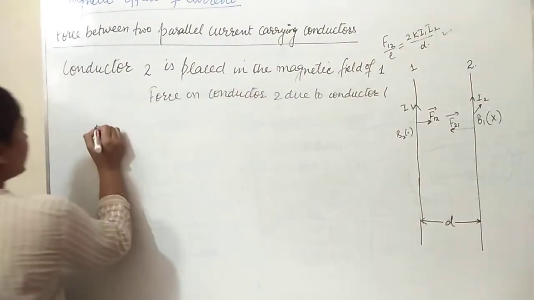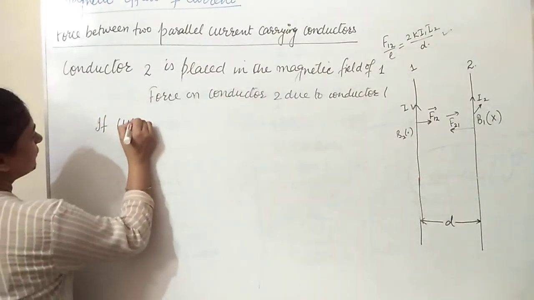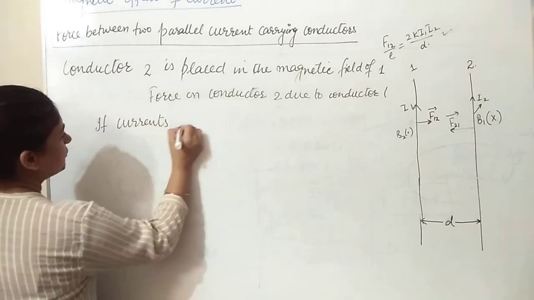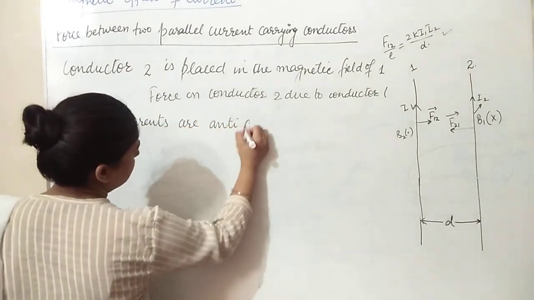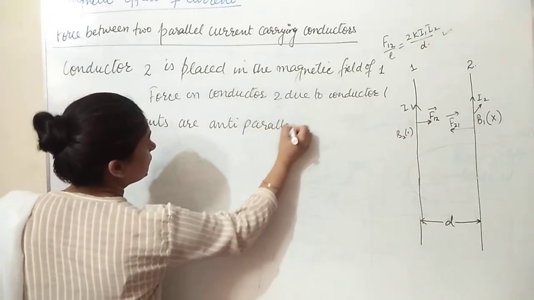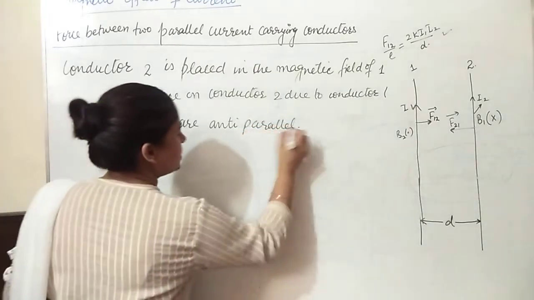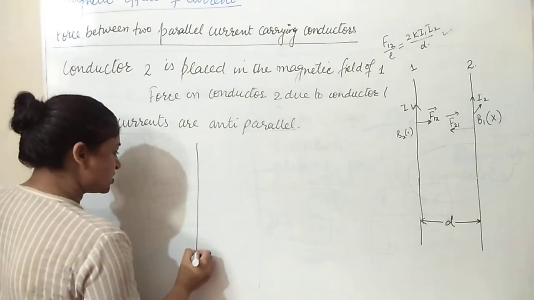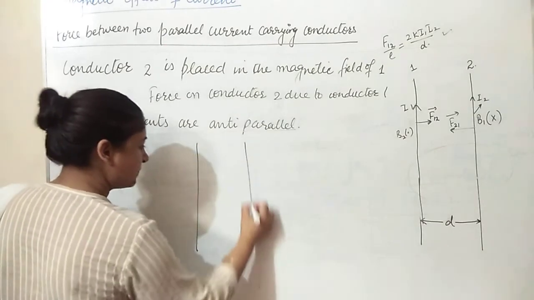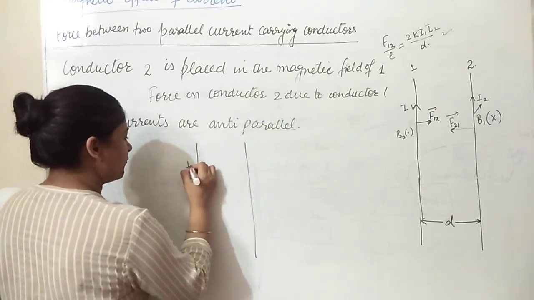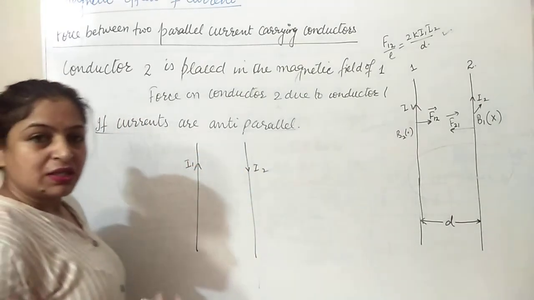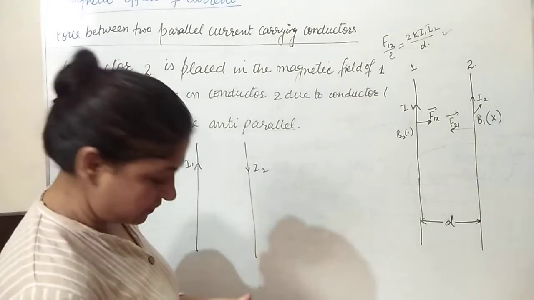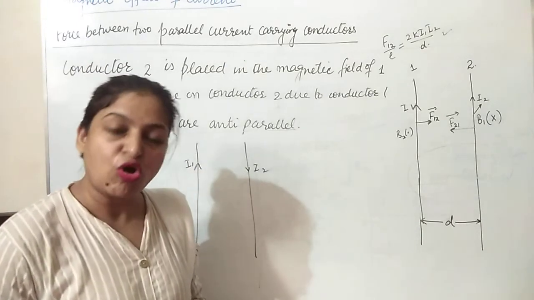If the currents are anti-parallel, now let us see the directions. These are the two conductors. One current is upward, I1, another current is downward, that is I2. In this case, let us see whether the conductors are going to attract each other or repel each other.